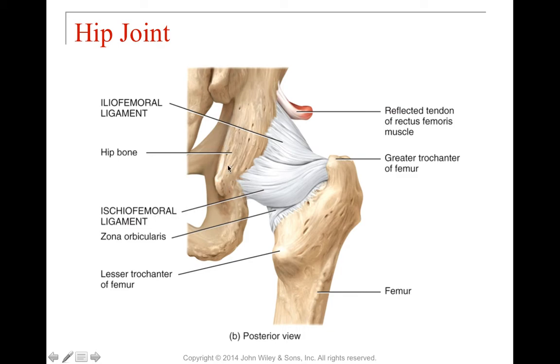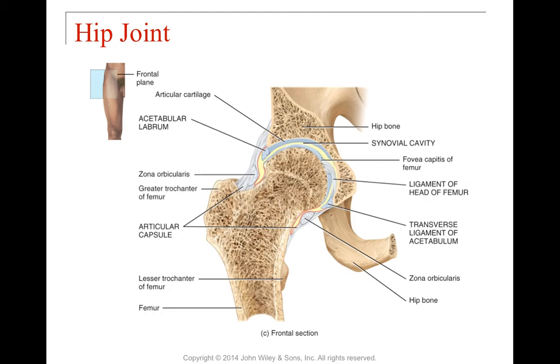So the ischiofemoral ligament is connecting here. And then this region is called the zona orbicularis, which allows you to have rotation of motion, right? So it's an area that allows you to orbit.